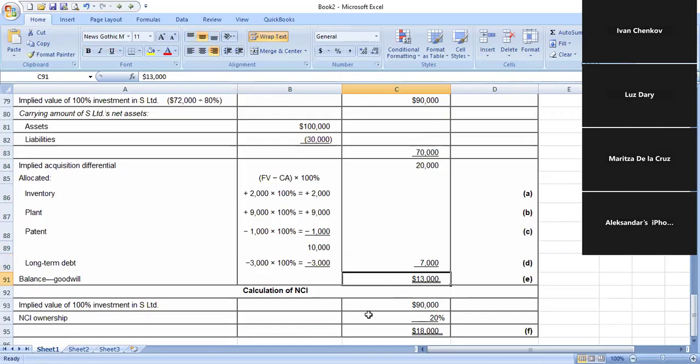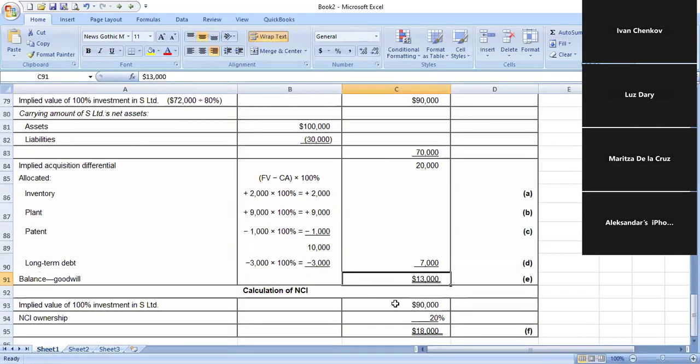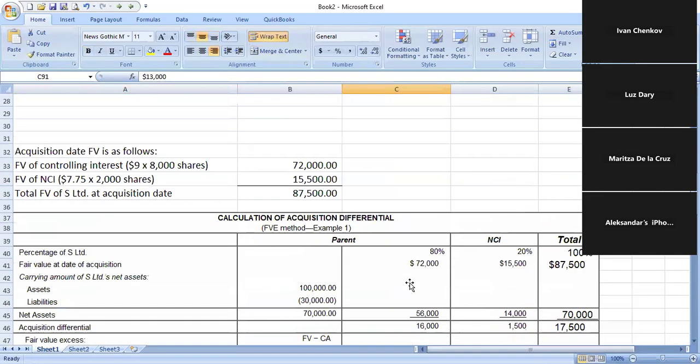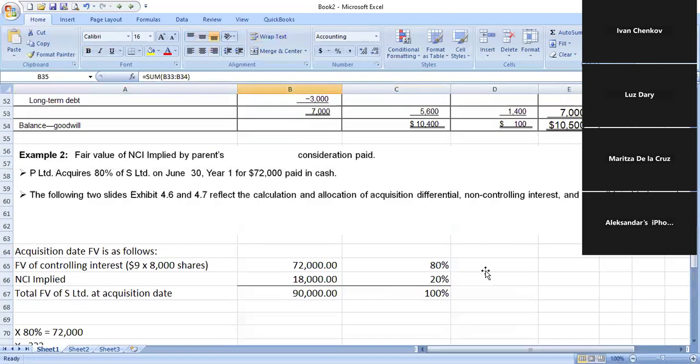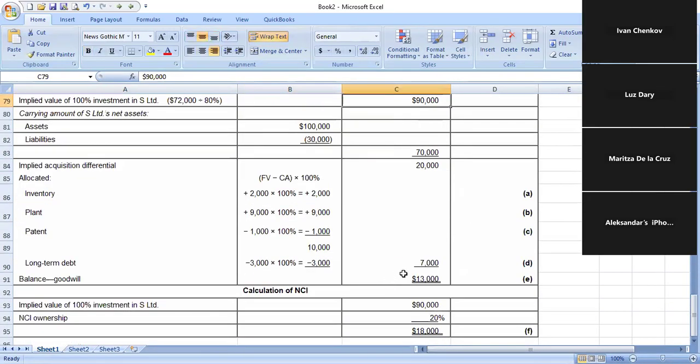So you can see now we have a difference. Here the balance of the goodwill was 10,000. Here the balance is 13,000. Why is that? Because obviously here the fair value of the enterprise is lower, 87,500. Here it is higher because we are just implying that amount, 90,000. So for that reason, we have that difference of $2,500, which is exactly what adds up to the $13,000.